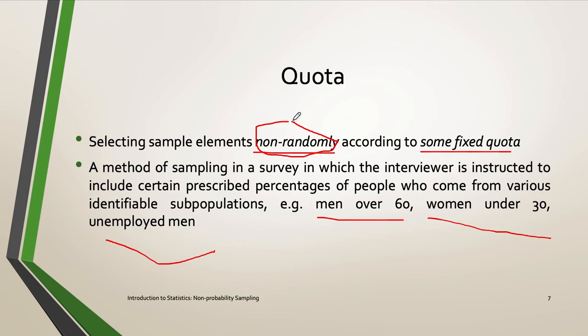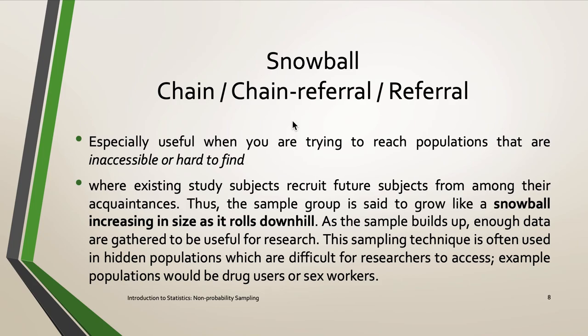Now, lastly, we have the snowball, also called chain referral or referral sampling. This is especially useful when you're trying to reach populations that are inaccessible or hard to find. For instance, your study is quite controversial, say, HIV victims, who don't come out in the open. So what you need to do is, for instance, you have a friend who knows a friend who knows a friend who has this virus. So you will pass it along, from friend to friend, until it reaches your target respondent.